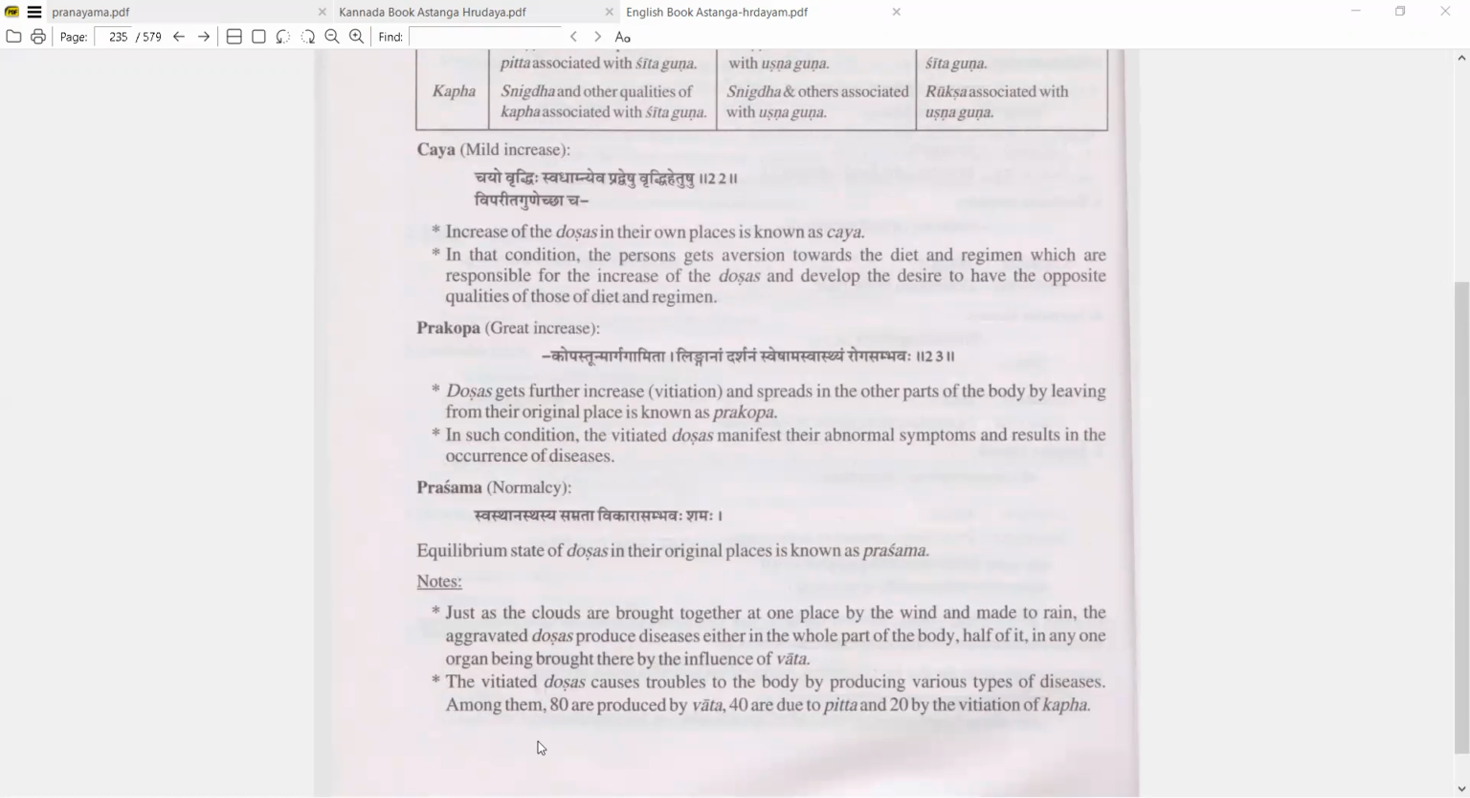Okay, I think the first time we are seeing around 80 types by Vata, 40 types by Pitta, and 20 types by Kapha. Sir, this is mentioned in chapter 1 also. Yeah. So this line that you have highlighted, right? 80 types of diseases are produced by Vata, 40 due to Pitta, and 20 by Kapha. So this statement we have already read in the past as an introduction. I think we'll be learning the details in depth in a future chapter.